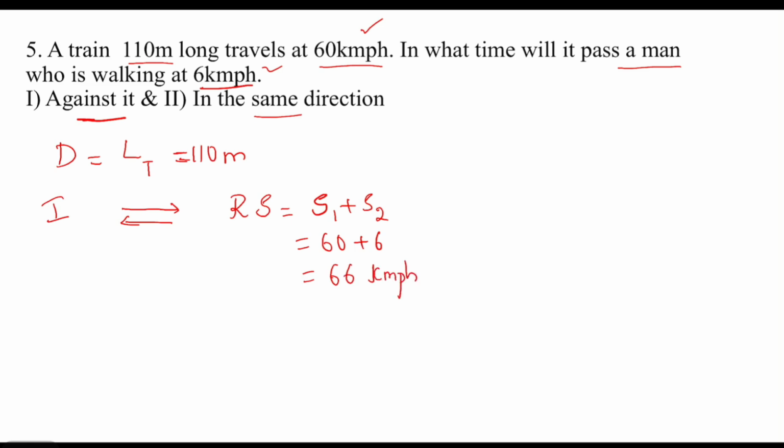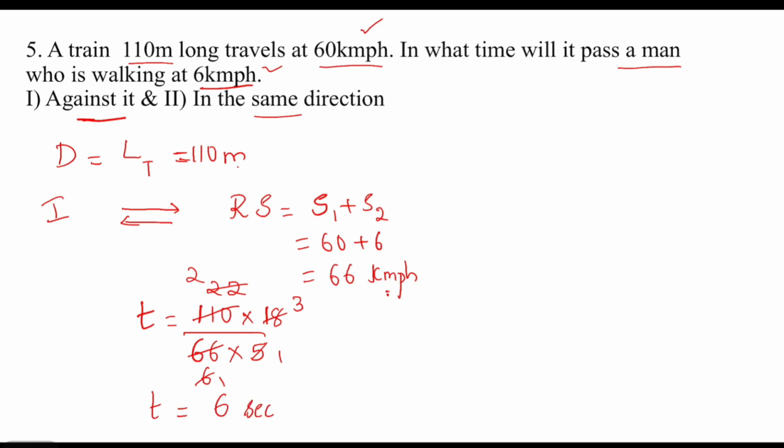Now what is the time? Time is equal to distance, that is 110, divided by speed 66. But the speed is in kilometer per hour and the distance is in meter, so we also have to convert it into meter per second. Converting to meter per second means multiplying by 5 by 18, so 18 goes on top. Write it directly: 5 ones are 5, 2s are 10, 11 2s are 11, 6 ones are 6, 3s are... Therefore T is equal to 6 seconds. When they are moving in opposite direction, the time taken by the train to cross that man is 6 seconds.